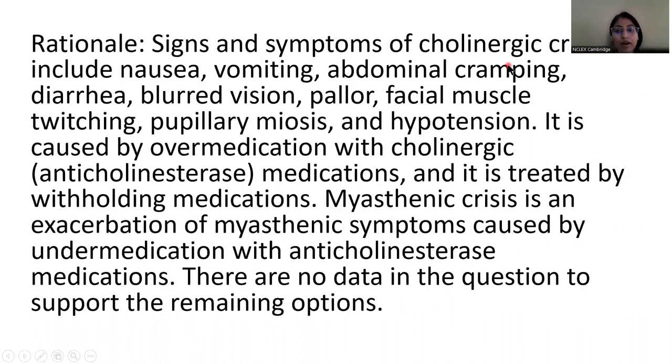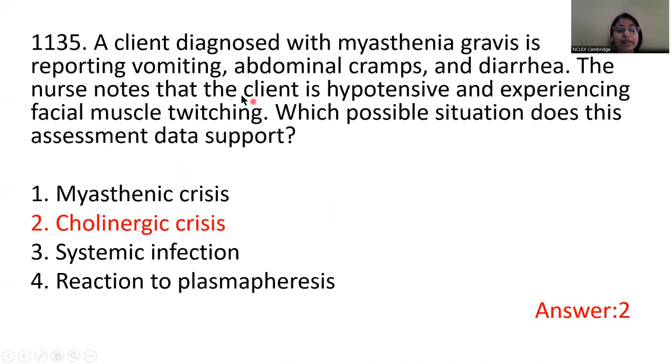Signs and symptoms of cholinergic crisis include nausea, vomiting, abdominal cramping, diarrhea, blurred vision, pallor, facial muscle twitching, pupillary miosis, and hypotension. It is caused by overmedication with cholinergic, that is anticholinesterase, medication, and it is treated by withholding medication. So we can see these symptoms if the patient is having an overdose of anticholinesterase drug.